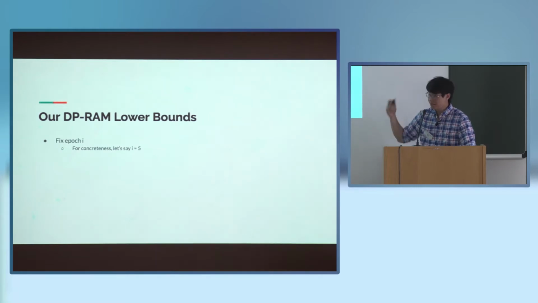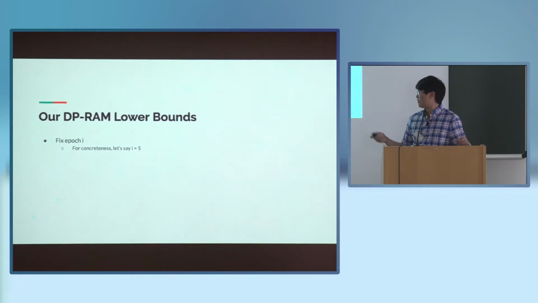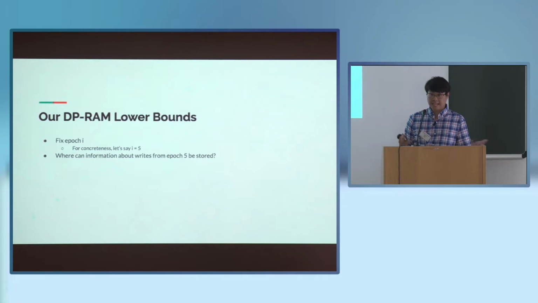Let's say we fix an epoch, for concreteness epoch 5. What happened in epoch 5 is we wrote beta to the 5 random blocks to disjoint indices. These are literally random bit strings. And the question now is, where is the information about these bit strings stored?